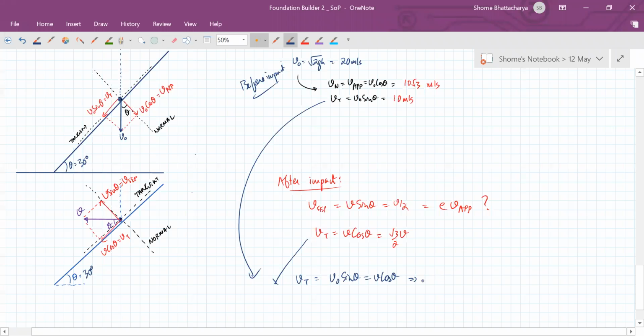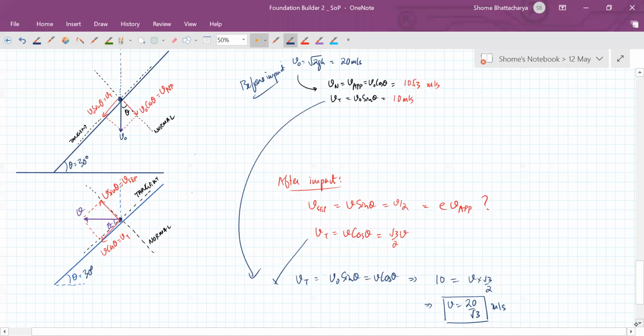So from this, you will see that V0 sin theta above was 10 meters per second. So this should be the unknown value of V into cos theta, which is root 3 by 2. So V will become 20 by root 3 after impact. So you can see kinetic energy is reduced because V0 was 20 and now it has become 20 by root 3. So the kinetic energy has become 1/9 of what it was.